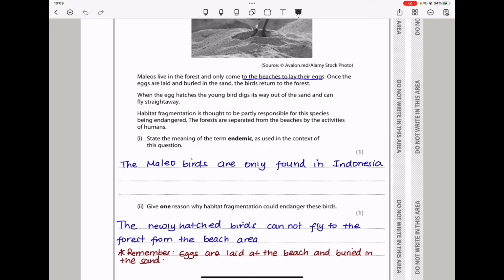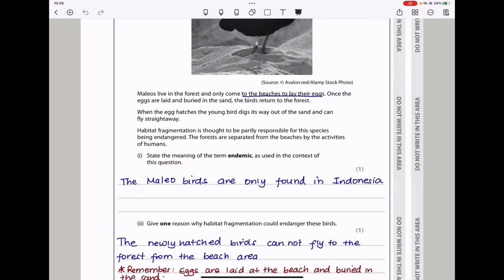State the meaning of the term endemic as used in the context of this question. This means they want us to answer in referring to that bird. So I said the Malaya birds are only found in Indonesia.